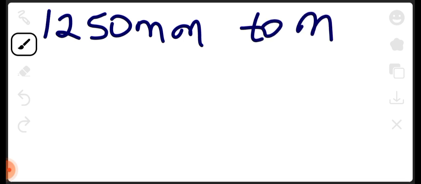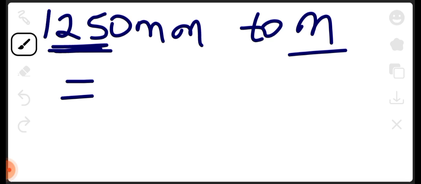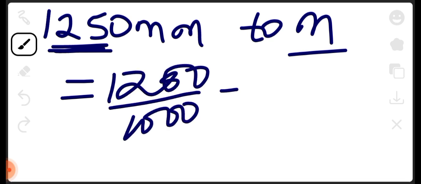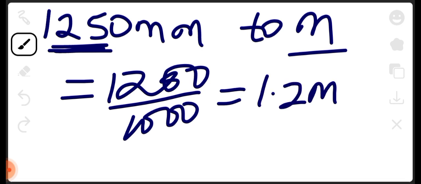Remember, if I want to convert from millimeters to meters, I divide by what? 1000. So the answer will be 1250 divided by 1000. That'll give us 1.2 meters. Take note of that.